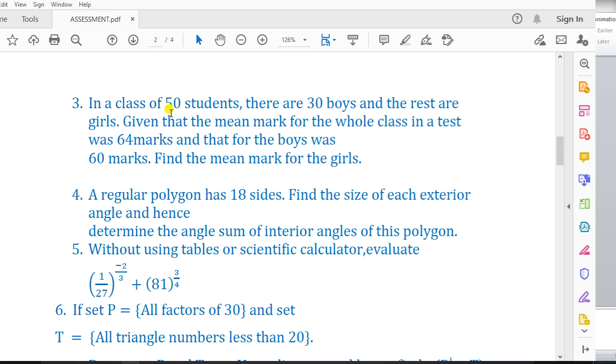Question 3 says, in a class of 50 students, there are 30 boys and the rest are girls. Now, automatically, if there are 50 students and there are 30 boys, then we should be able to know that the girls will be 20. Given that the mean mark of the whole class in a test was 64 marks. Now, mean mark means the average mark for each student in a class is approximately 64 marks. And that for the boys was 60 marks. Find the mean mark for the girls.